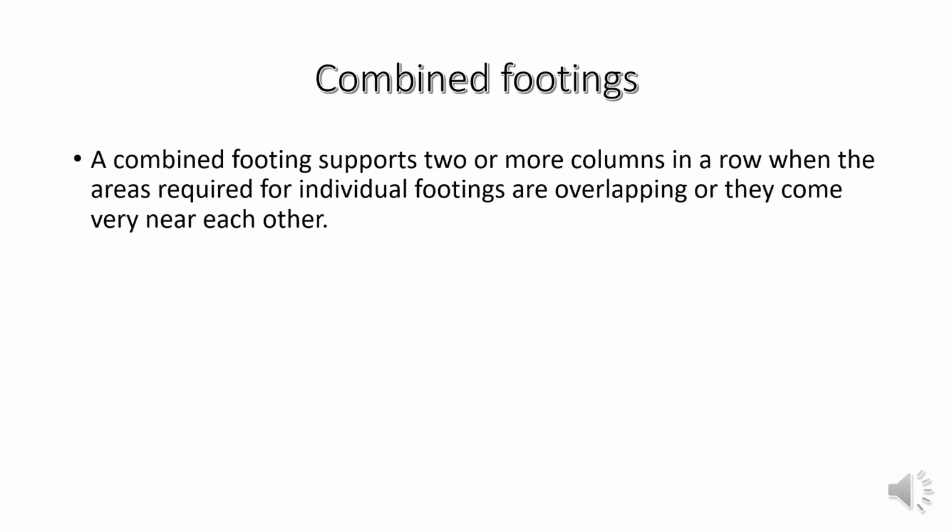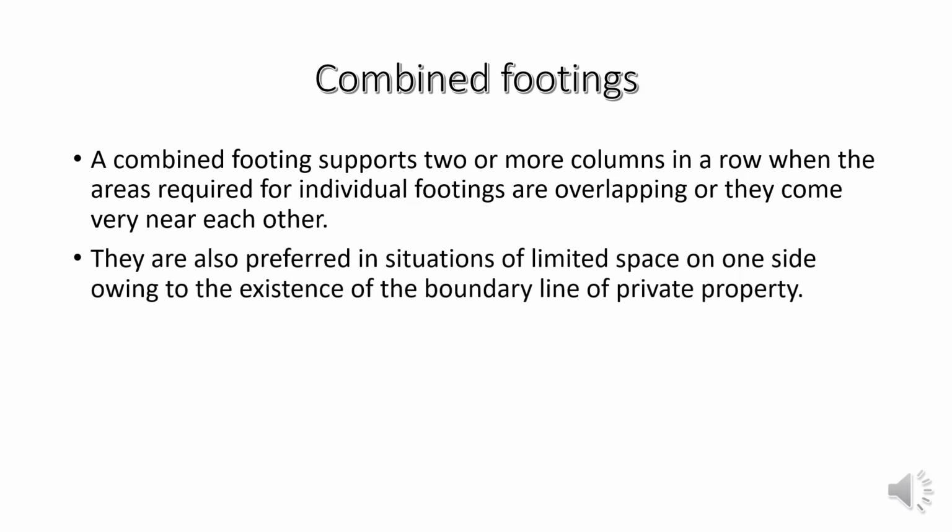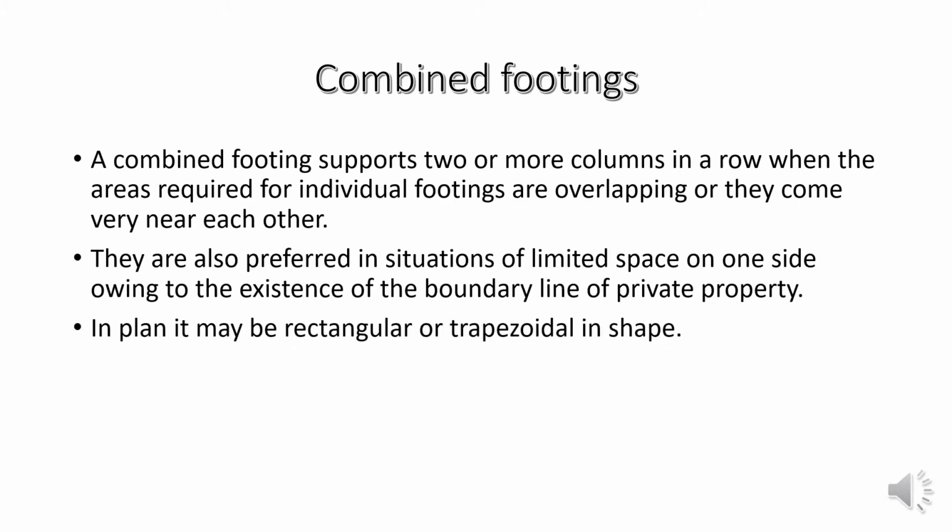Combined footings. A combined footing supports two or more columns in a row when areas required for individual footings are overlapping or they come very near each other. They are also preferred in situations of limited space on one side owing to existence of the boundary line of private property. In a plan, it may be rectangular or trapezoidal in shape.